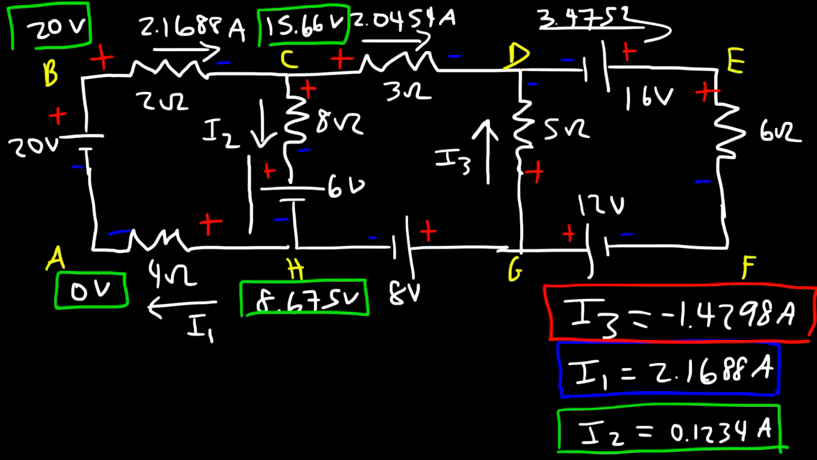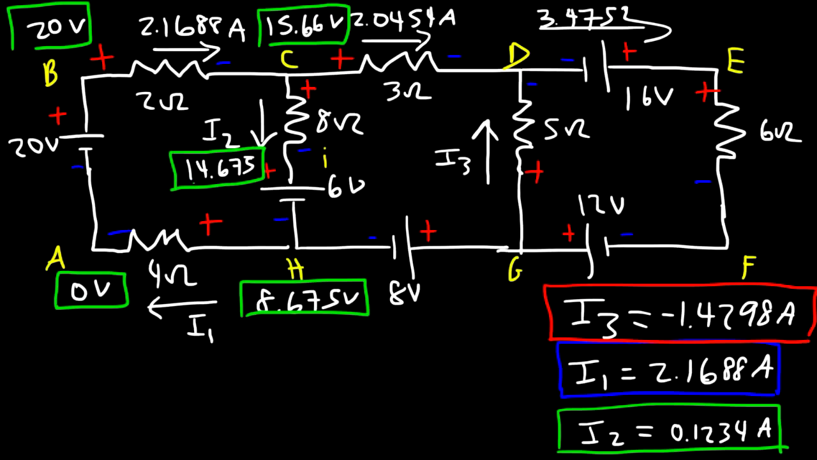Now let's go up to this point, and that should be labeled a new point. Let's call this point I. So as we go from H to I, we have a voltage lift. We're going towards a positive terminal, so a voltage lift of 6 volts. And so 8.675 plus 6, that's going to give us 14.675. So that's the potential at I.